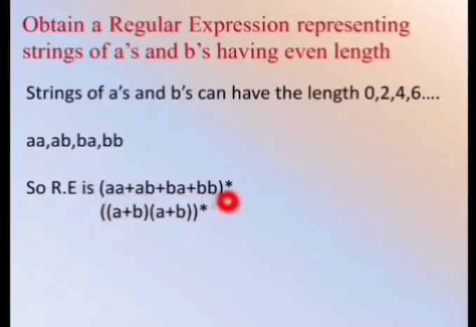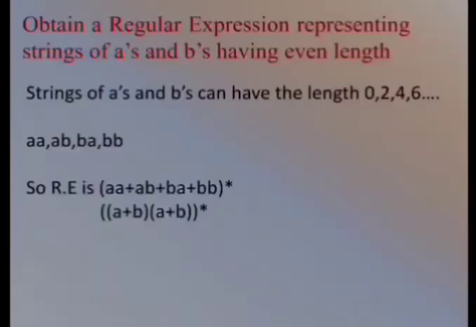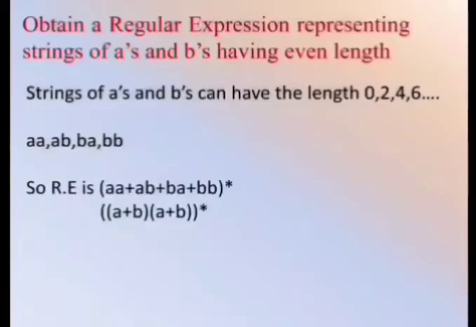If this string is repeated 0 times, we get epsilon, that is a string of length 0. If the string is repeated 1 time, we get a string AA or AB or BA or BB. If the string is repeated 2 times, we get strings of length 4, and likewise. So this regular expression can be further simplified and written as (A plus B) into (A plus B) whole star. That means 2 characters form an even length and that can repeat 0 or more times to get different lengths of strings.